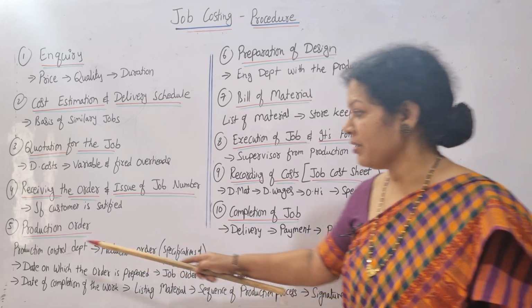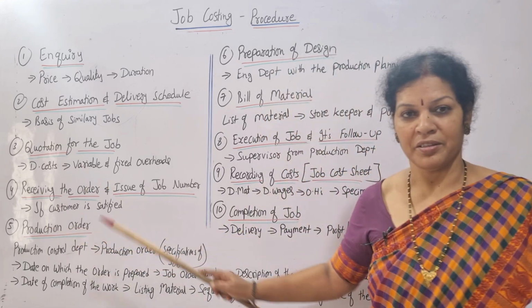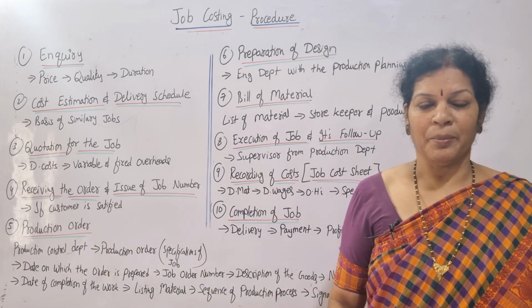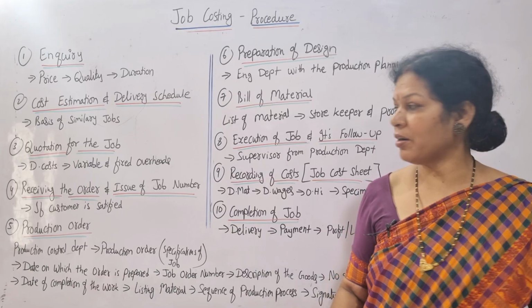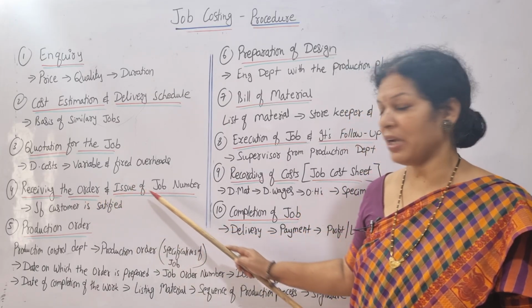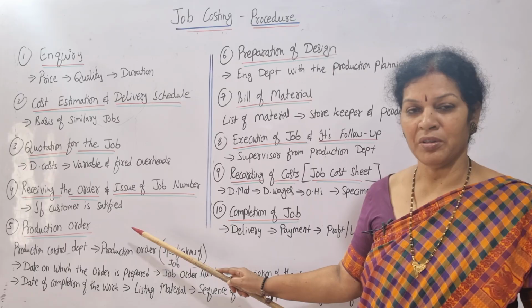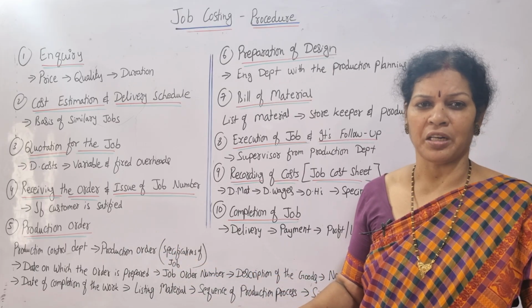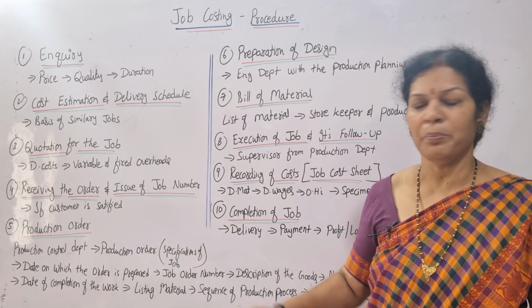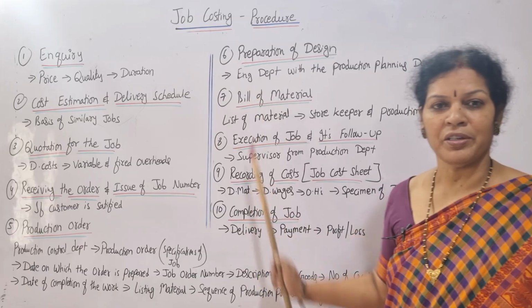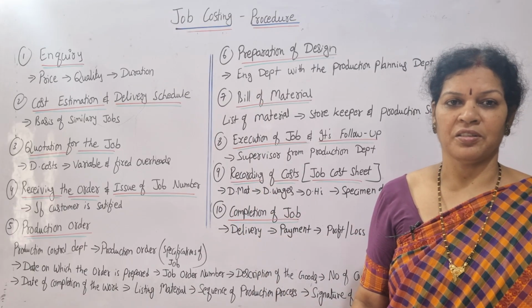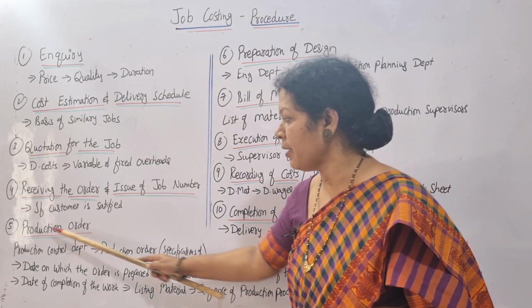Then after that, the production order. This is given to the department. We got the order, and we have also issued a job number. It means we are about to start the job. How to start the job? From the fifth step onwards, the process starts. The fifth step, an important step, is the production order.